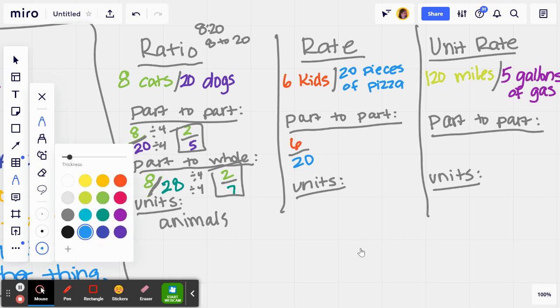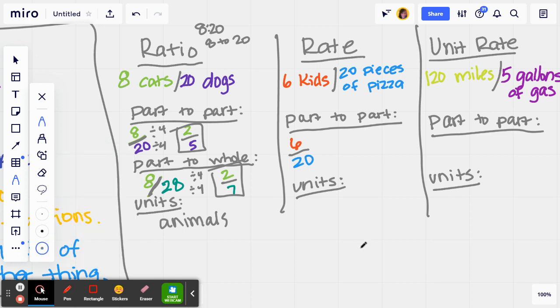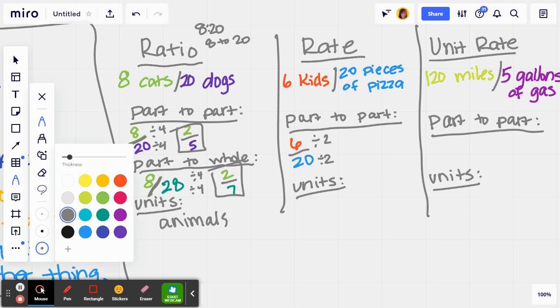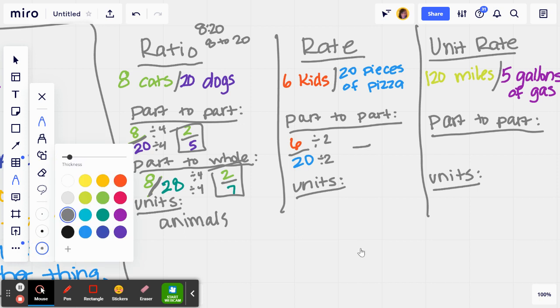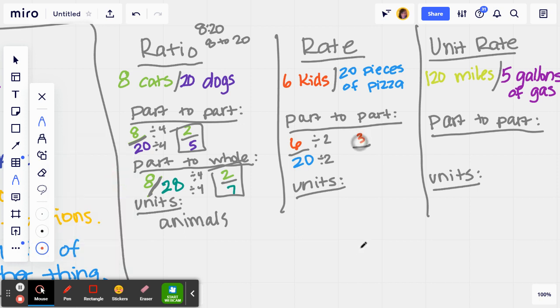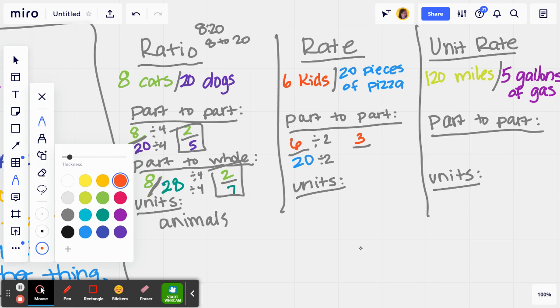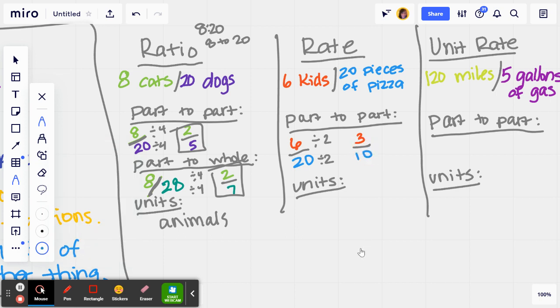All right, well, we can simplify that. We can divide both of these numbers by 2. Works just like reducing fractions, right? So our final answer there is going to be 6 divided by 2 is 3. 20 divided by 2 is 10. And that is our simplified rate.